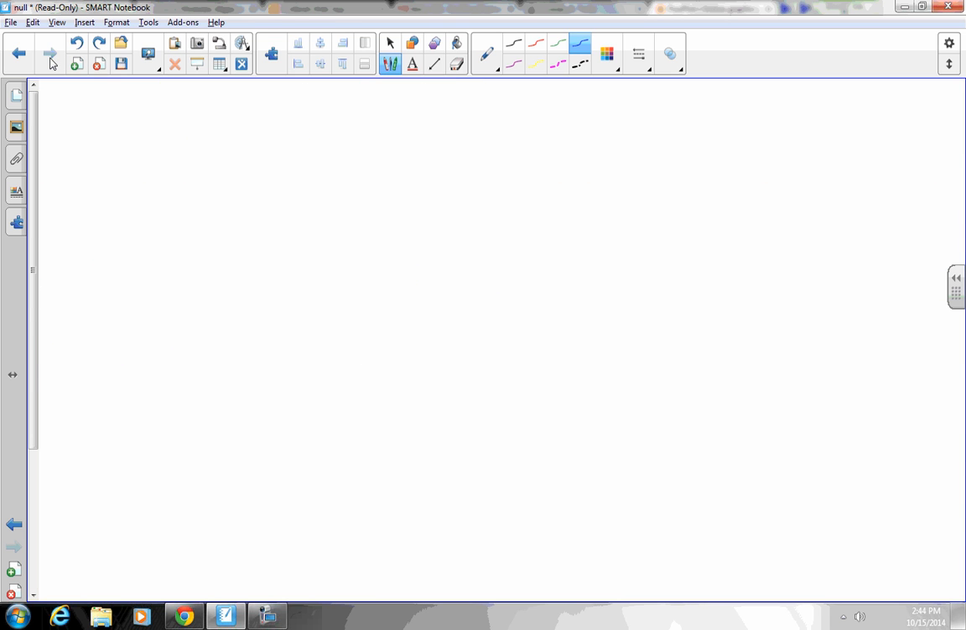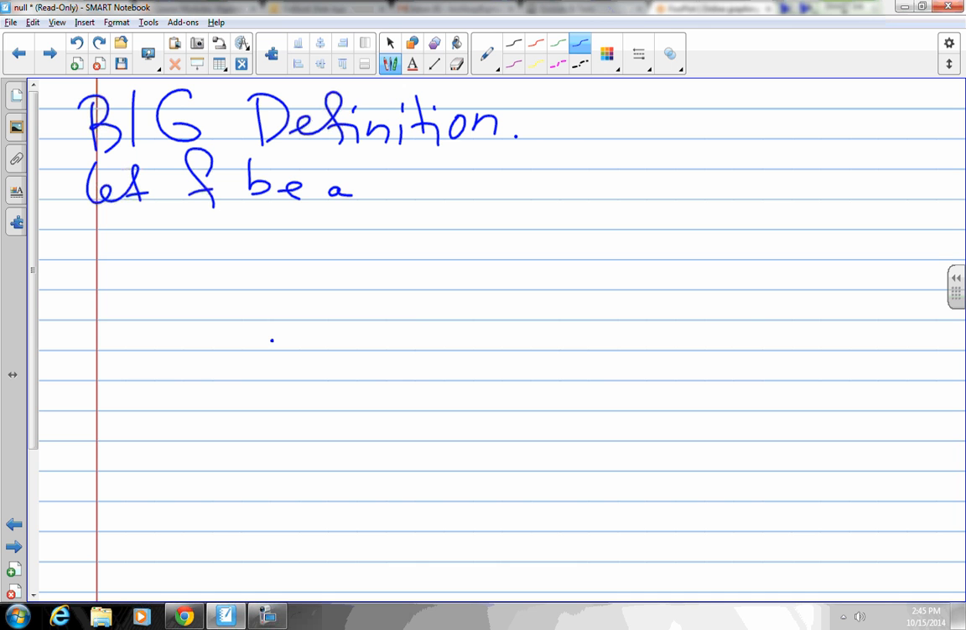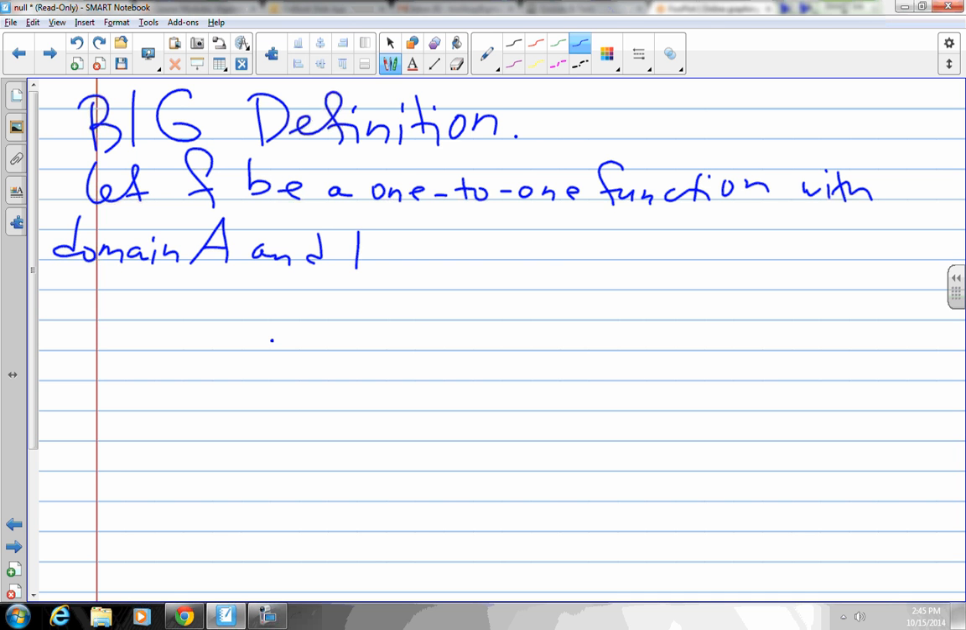So here's the big definition. I already kind of gave you a little definition. So here's the big definition. Big words. So here's the definition of this whole inverse function concept in just one sentence. So let f be a 1-to-1 function with domain A and range B.